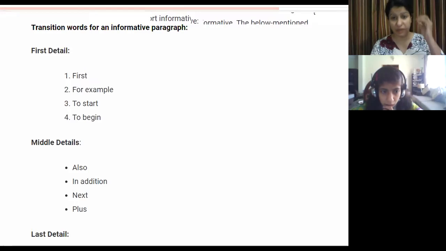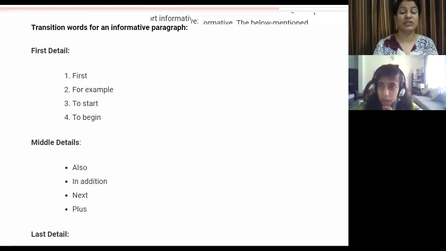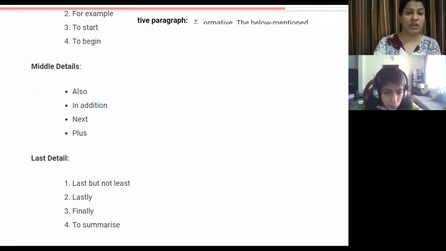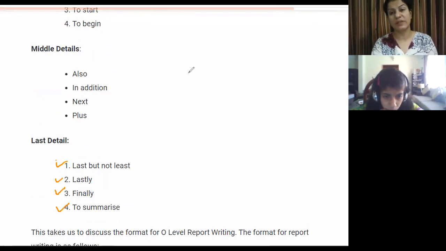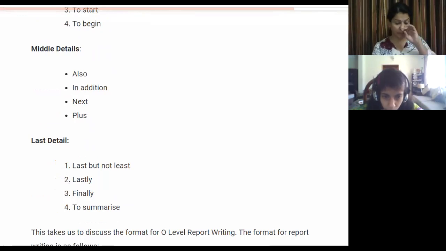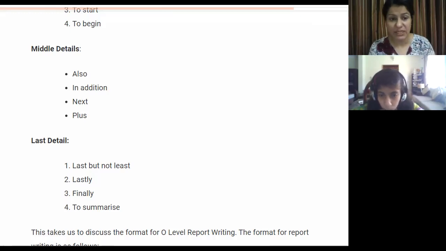For the first detail, you can use transitory words such as first, for example, to start, to begin. For the middle section, you can use words such as also, in addition, next, plus. And for the final bit, you can write down last but not least, lastly, finally, or to summarize. Okay? Remember, it is important to incorporate such linking words. We call them linkers, we call them connectors, we call them transition words as well.